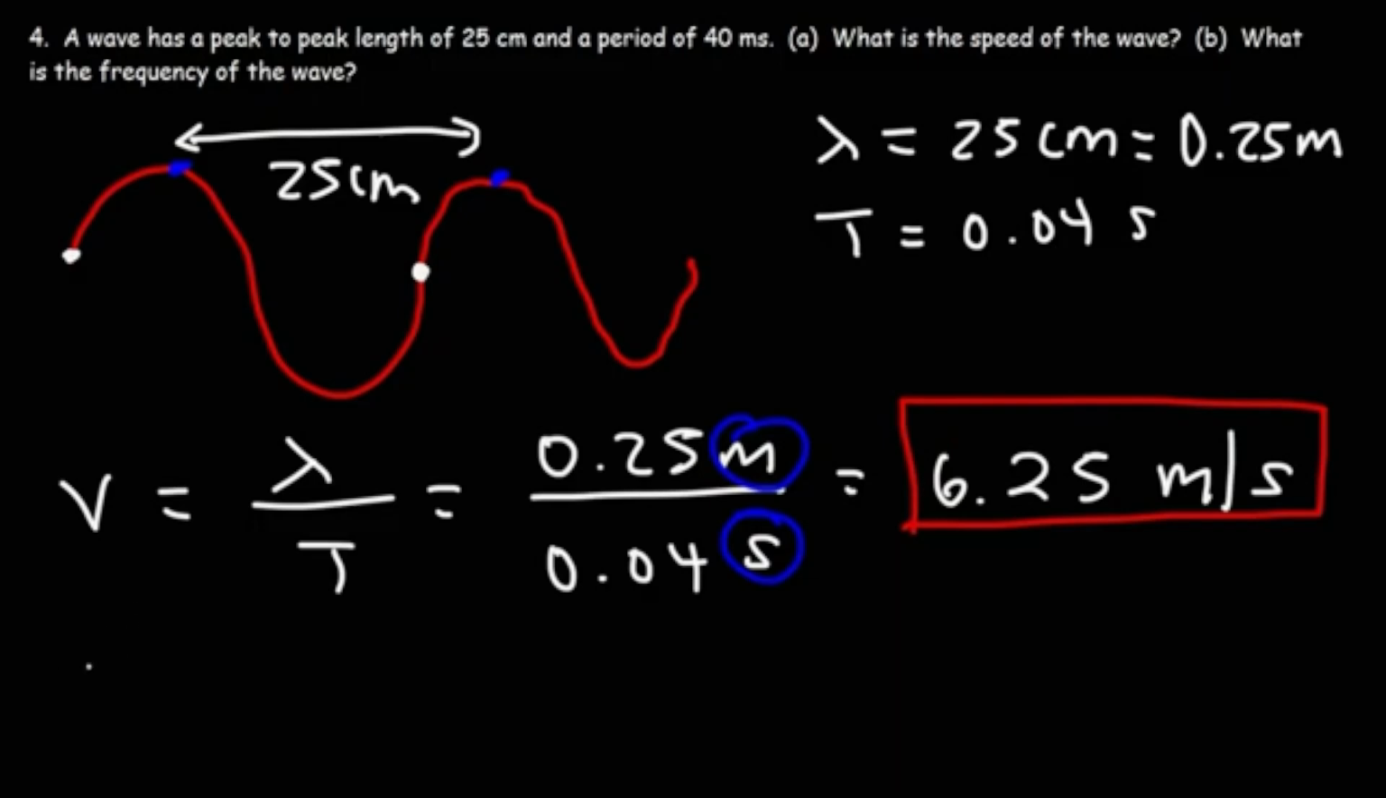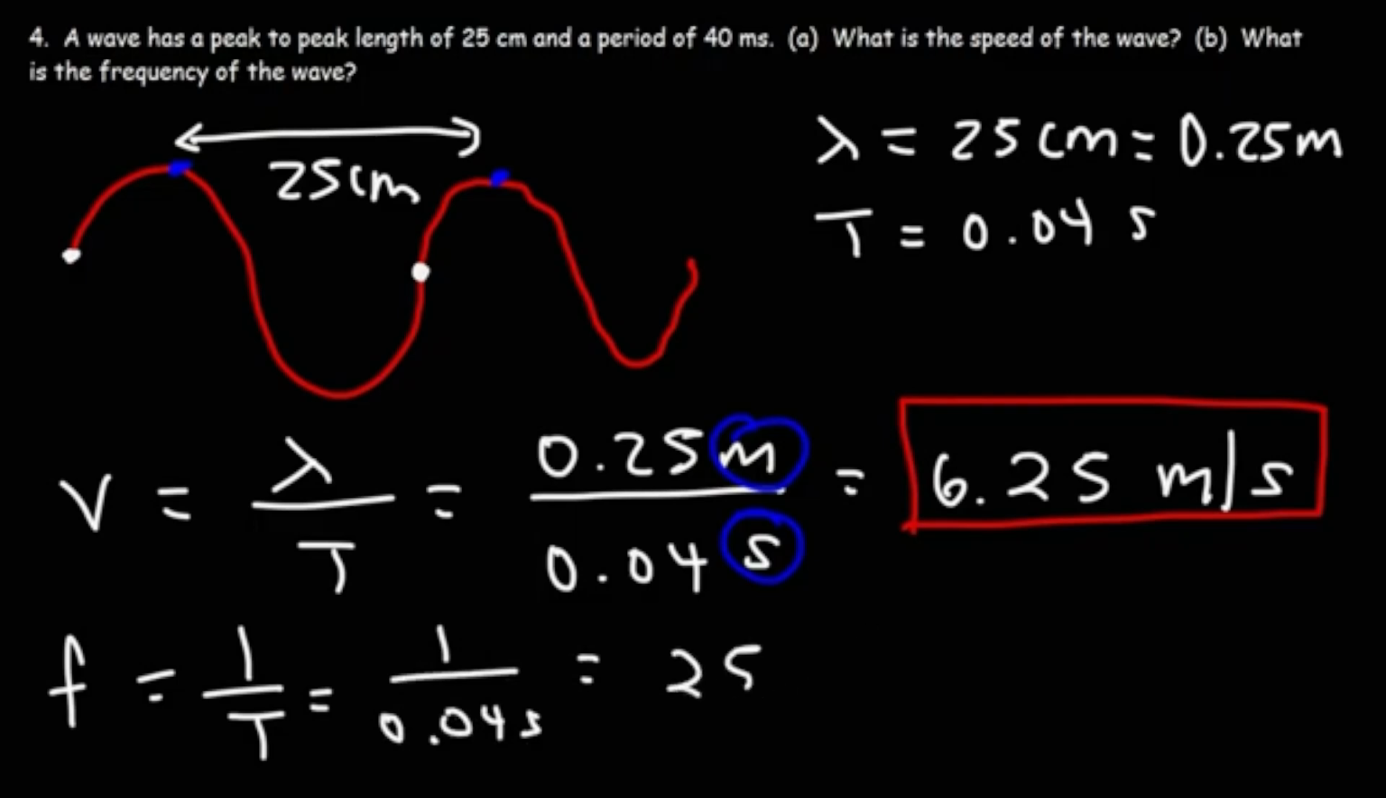Now what is the frequency? The frequency is 1 divided by the period. The period is 0.04 seconds. So 1 divided by 0.04 is 25. So we have a frequency of 25 hertz, or 25 seconds to the minus 1. So this means that this wave undergoes 25 cycles every second.